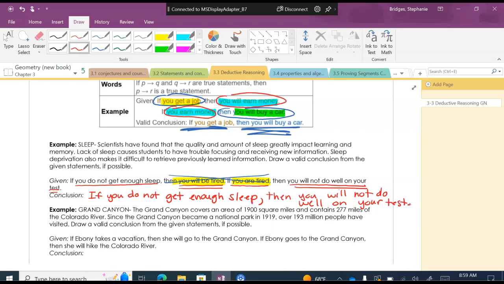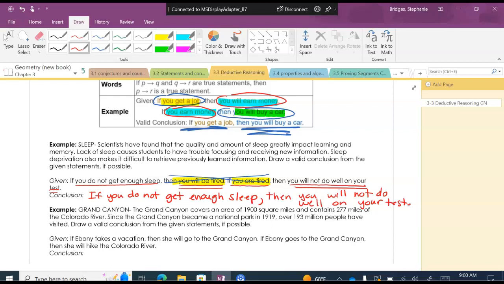So basically it gives you this whole paragraph about the Grand Canyon, which really isn't relevant to the question. You just really need to read the other part. It says given, right under the example, if Ebony takes a vacation, then she will go to the Grand Canyon. Her next statement says, if Ebony goes to the Grand Canyon, then she will hike the Colorado River. Is the conclusion in the first statement exactly the same as the hypothesis in the second statement?